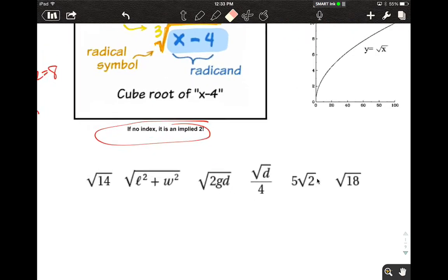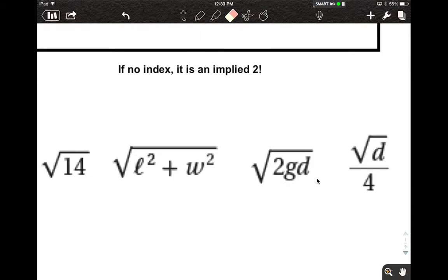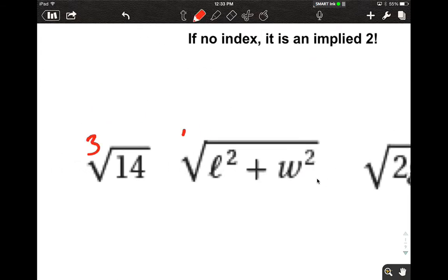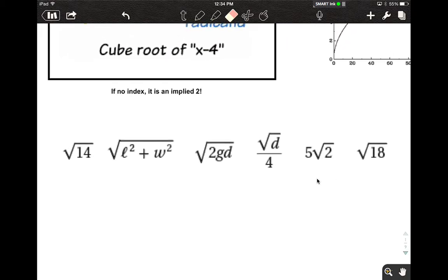So these are all examples of some square roots. We're not really going to be dealing with cube roots and fourth roots and fifth roots in this unit. It's important to know in the future that you could have an index there, but that's not really going to come up this unit. So this is the square root of 14.